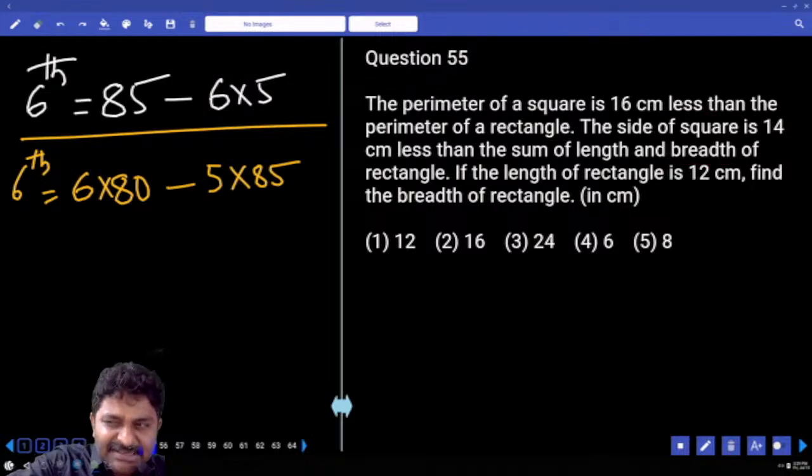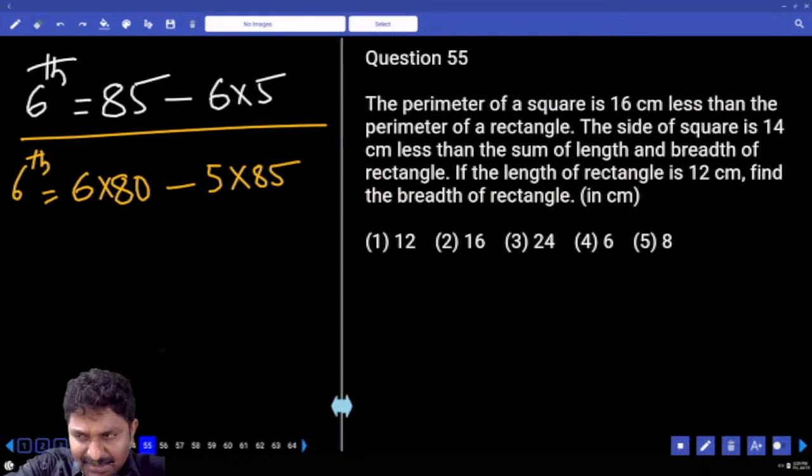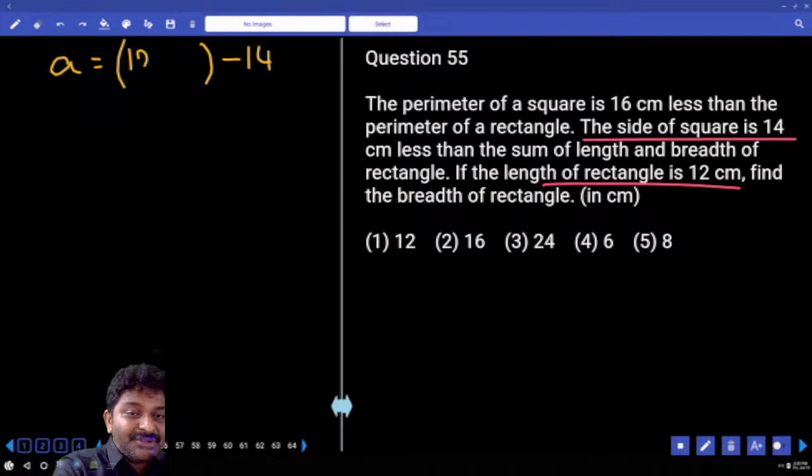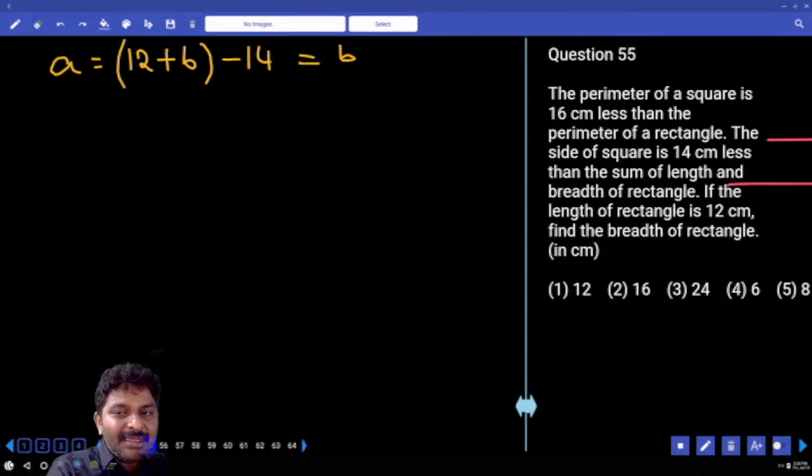The perimeter of a square is 16 centimeters less than the perimeter of the rectangle. The side of the square is 14 centimeters less than the sum of length and breadth of the rectangle. If the length of the rectangle is 12, find the breadth of the rectangle. Okay, fine. Length is 12. Avuna? Side of the square is 14 centimeters less than sum of length and breadth, which is 12 plus b, which is equal to b minus 2.